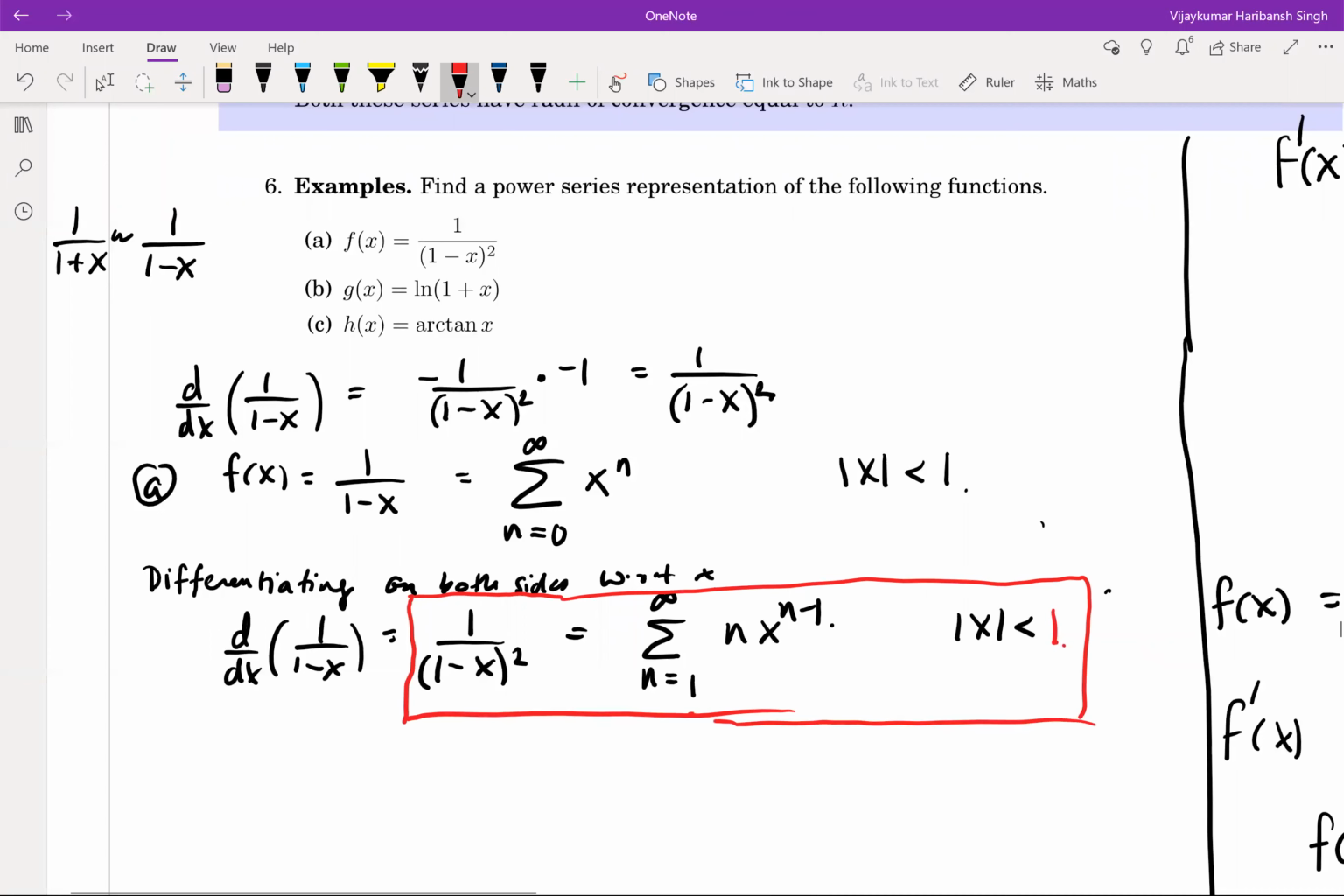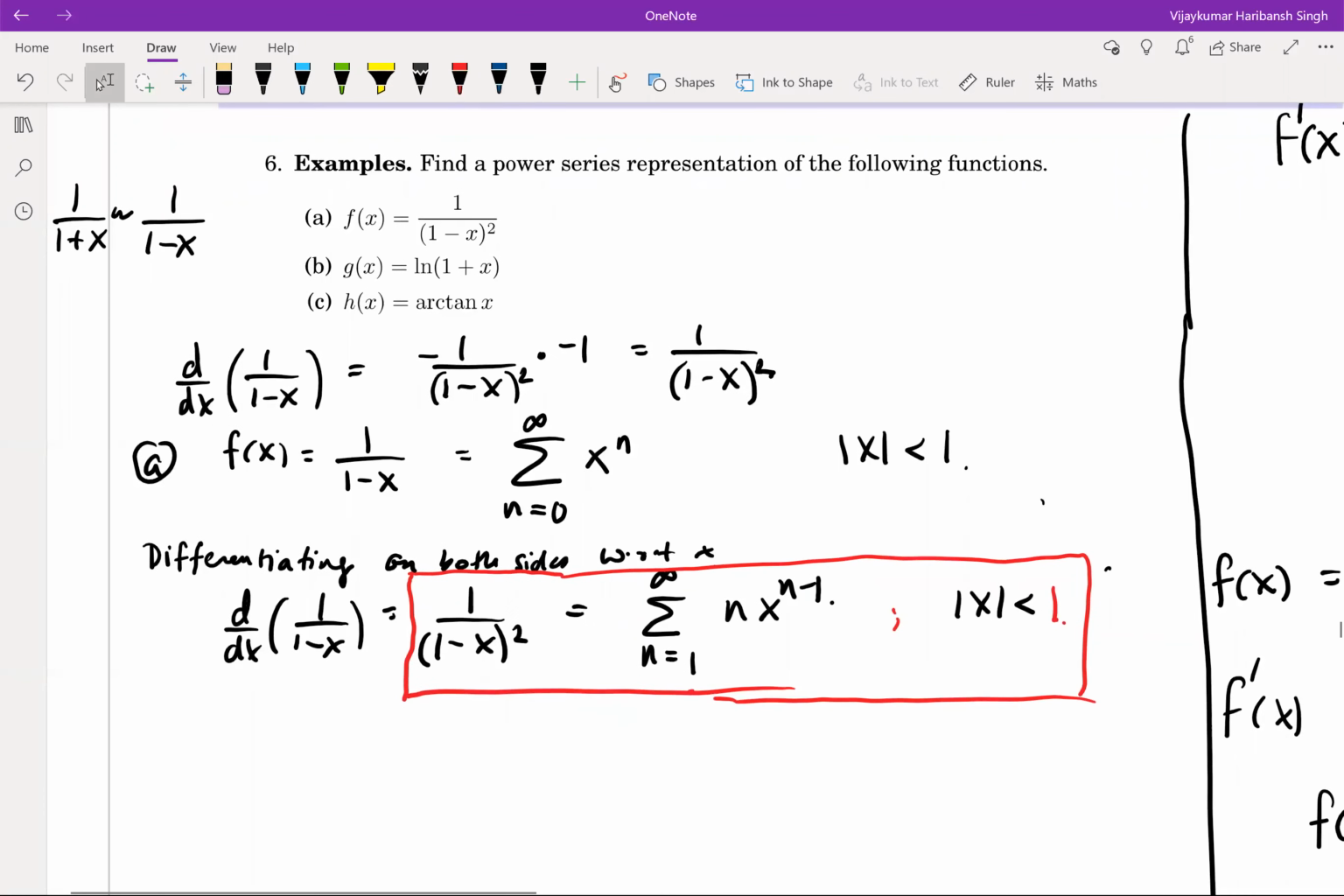Yeah. So when you're giving the power series representation, it's not just the first part that is important, but also in what range or what interval this equation is valid. Okay. So now let's look at the next one. The next one is B. So now we want to see the connection.